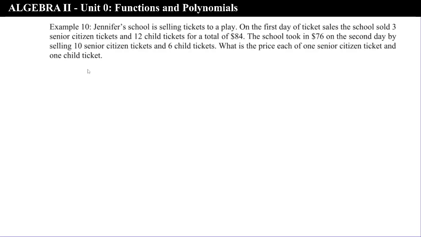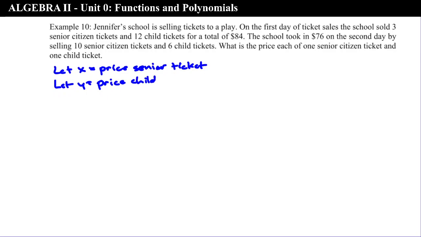All right, finally, what is the price of 1 senior citizen ticket and 1 child ticket? Okay, that keys us into what our variables are going to be. So let's let x equal the price of a senior citizen ticket, so price of a senior ticket, and let's let y equal the price of a child ticket. Okay, we've got some variables to work with now. That's what we need to find out. That's what we don't know.